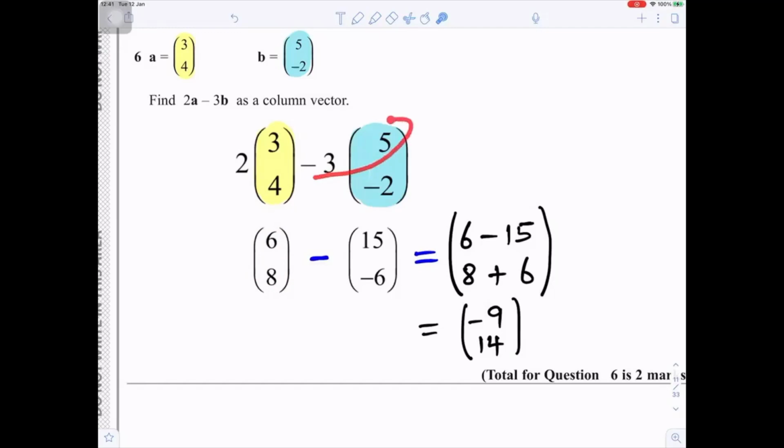Minus 3 times 5 is 15. And 3 times minus 2 is minus 6. So it's 6 minus 15, which will give you minus 9. And 8 minus minus 6, minus and minus becomes a plus. So it becomes 8 plus 6, which is 14. So your answer is minus 9, 14 as a column vector.